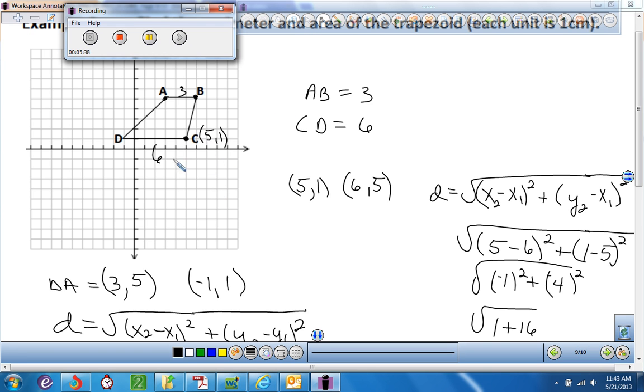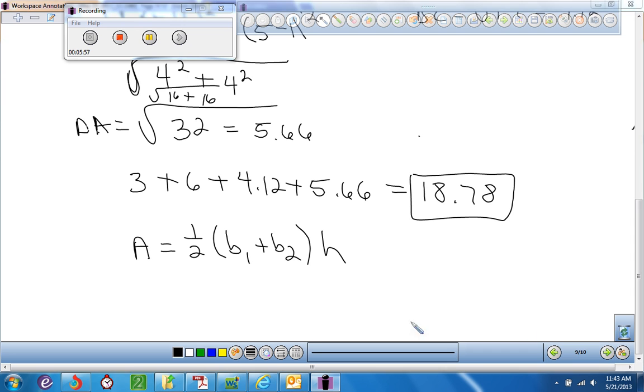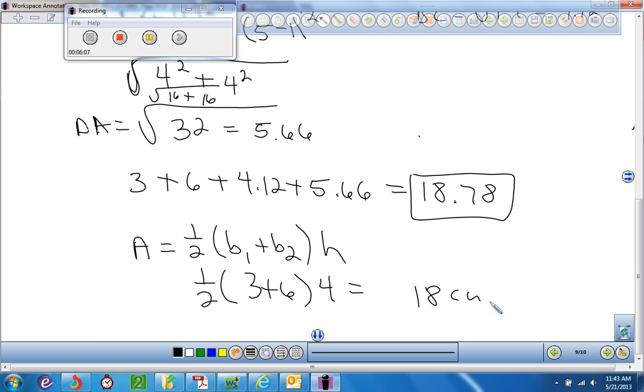Now you may ask where I came up with 4 for the height. The height is just, I'm going to count up here. I'm going to go 1, 2, 3, 4. So the height is basically this right here. So I'm just counting up 4 spots. So that would be our height. And so what we'll do is just use this form. So 1/2 times 3 plus 6 times 4. And if we multiply that all together, we get 18. Now, centimeters squared. I left off my units here. That'd just be centimeters, because remember, it's squared when you have area, and if you're talking about length, it's just a single unit.